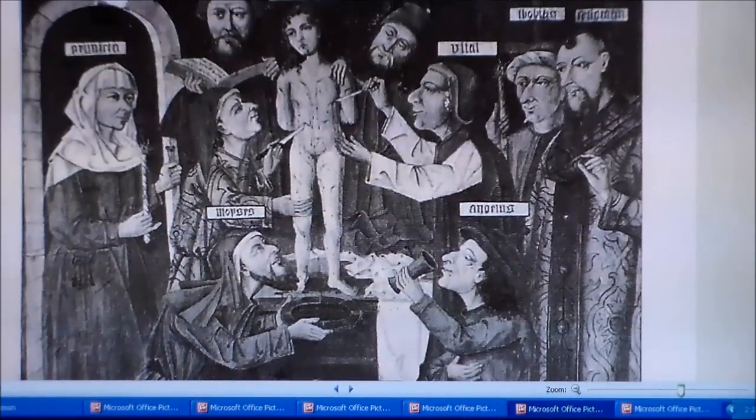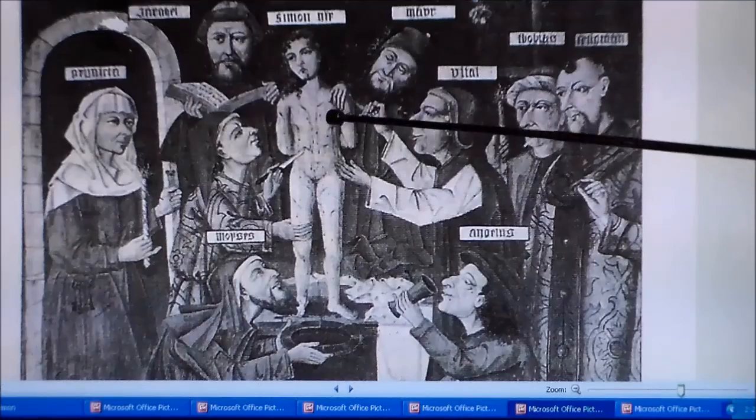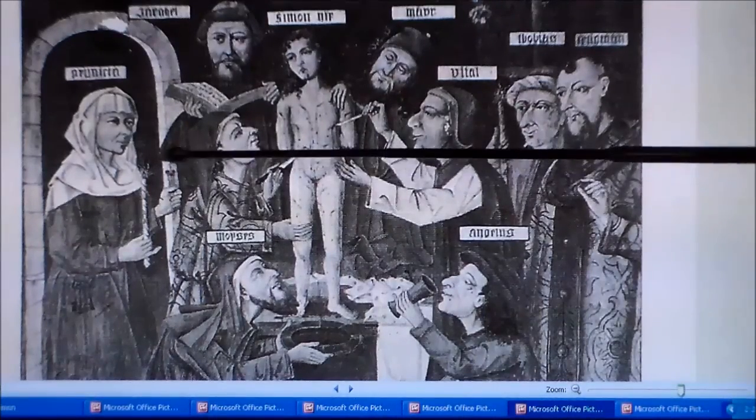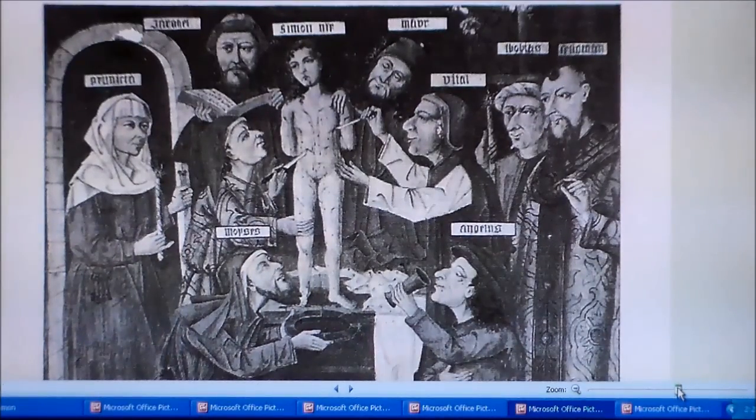Okay, so let's go back up to right here. Got it blown up a little bit. And we're going to count the people. We're going to count everyone except Simon. Got 1, 2, 3, 4, 5, 6, 7, 8, 9. We have 9 people here. 9 people. And this is in the same picture.